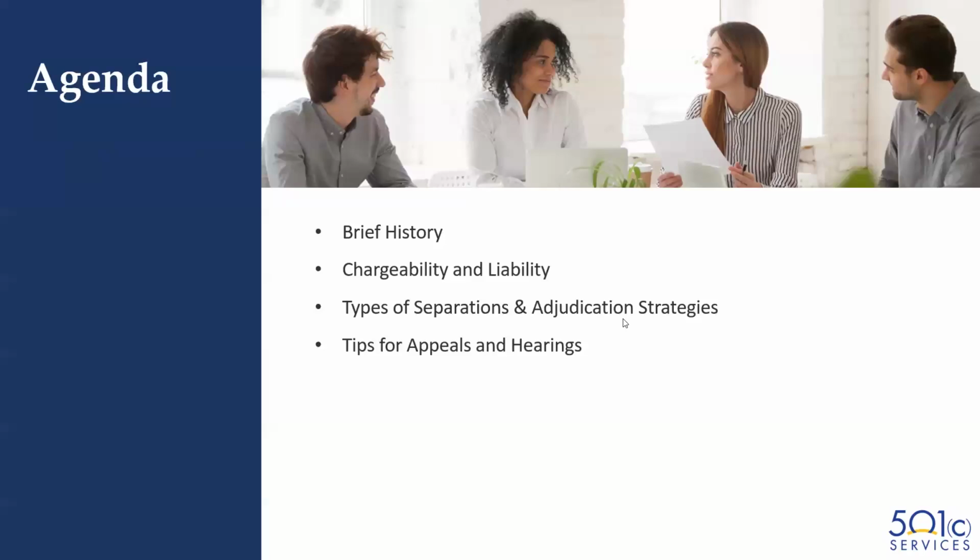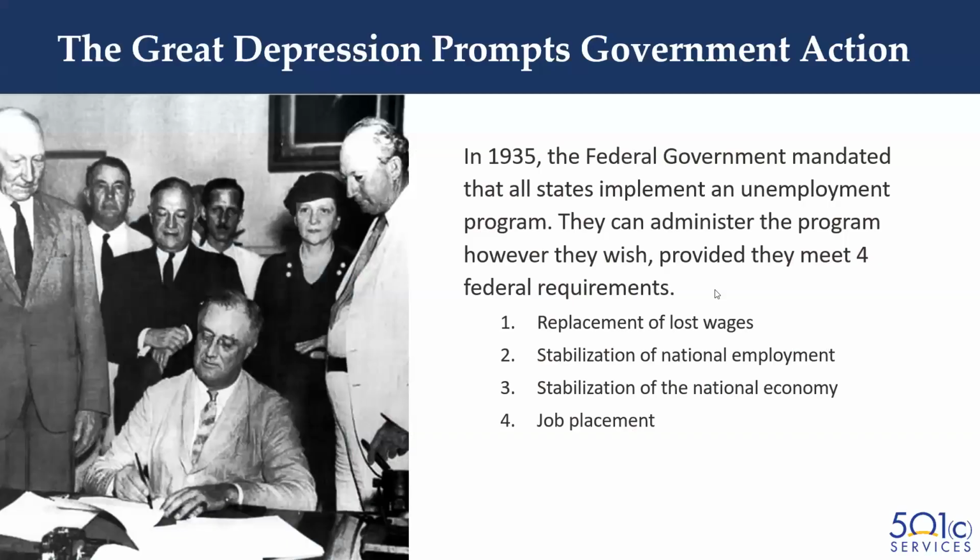All right, so let's talk about the agenda for today's training presentation. First, we're going to start off with a brief history of how the unemployment program was formed and structured. It's going to be very foundational information. Then we're going to move on to chargeability and liability and how the state determines those things. Then we'll move on to the types of separations and some adjudication strategies, and we'll wrap up with some quick tips for appeals and hearings. All right, so let's dive in.